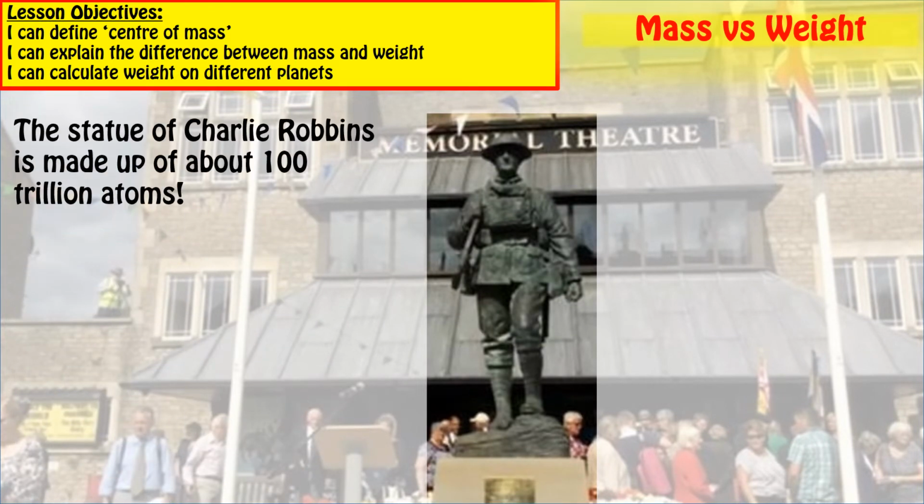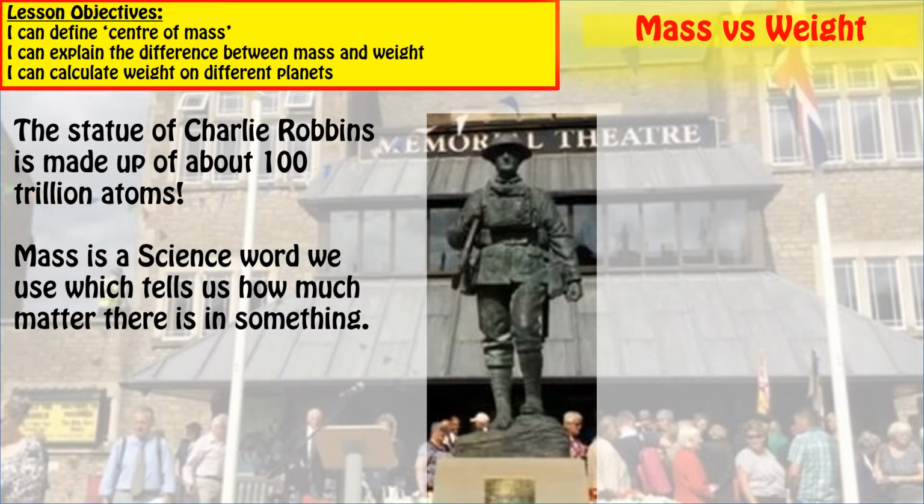So this statue, I reckon, is made up of about 100 trillion atoms. I don't actually know. I'm never going to be able to count them all. There are far too many. But a nice round number, I reckon, is about 100 trillion atoms.